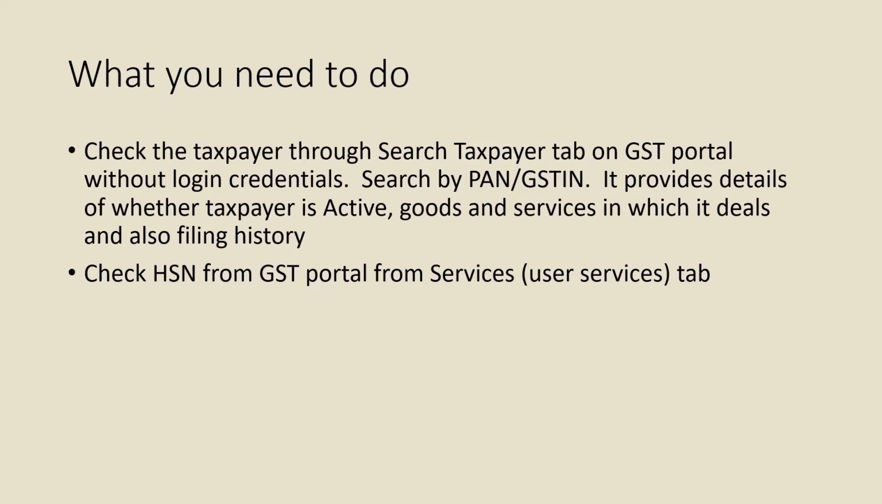Then you must check the HSN code and the SAC code on the GST portal, or you can check this from ClearTax or wherever the HSN code is available online. So the two things that you need to do are to see the HSN and the SAC for whatever goods and services and the rate that you are paying, and the second thing is the taxpayer status through the Search Taxpayer tab on the GST portal. I don't know whether I can show you. This ends my presentation.